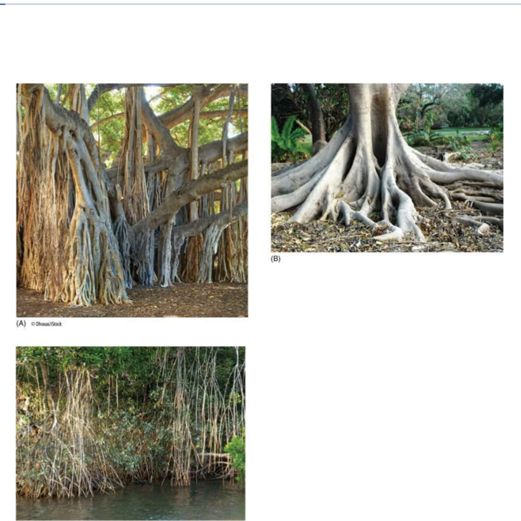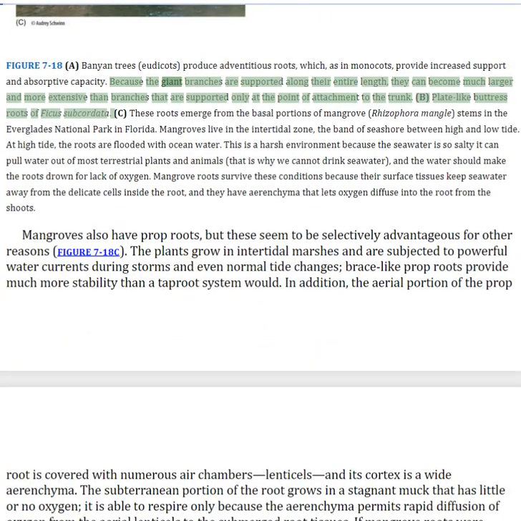Figure 7.18. Banyan trees produce adventitious roots, which, as in monocots, provide increased support and absorptive capacity. Because the giant branches are supported along their entire length, they can become much larger and more extensive than branches that are supported only at the point of attachment to the trunk. Plate-like buttress roots of Ficus subcordata.